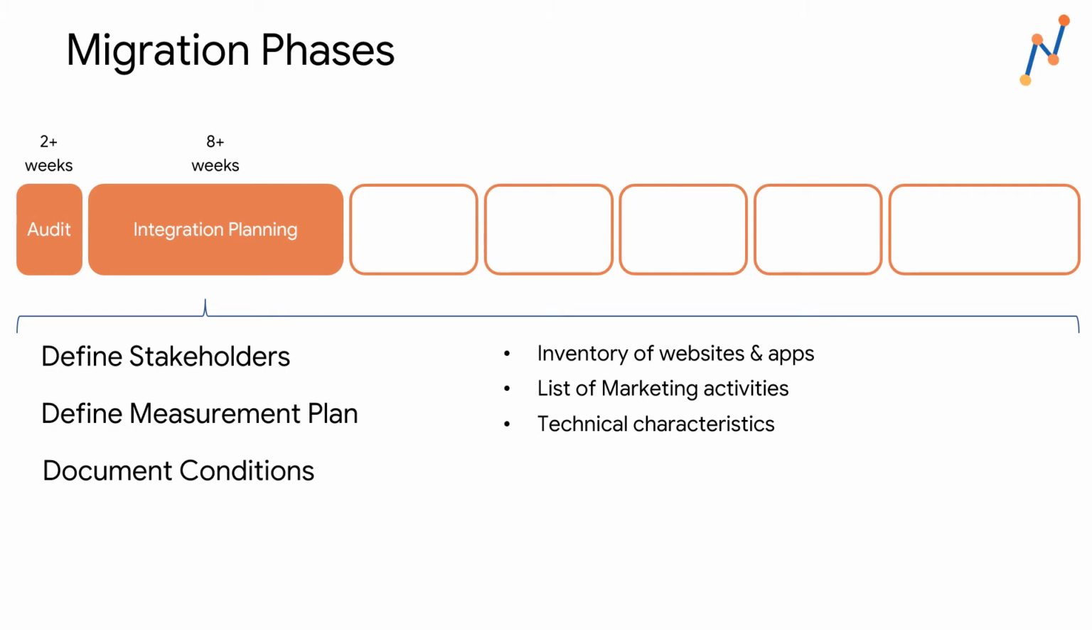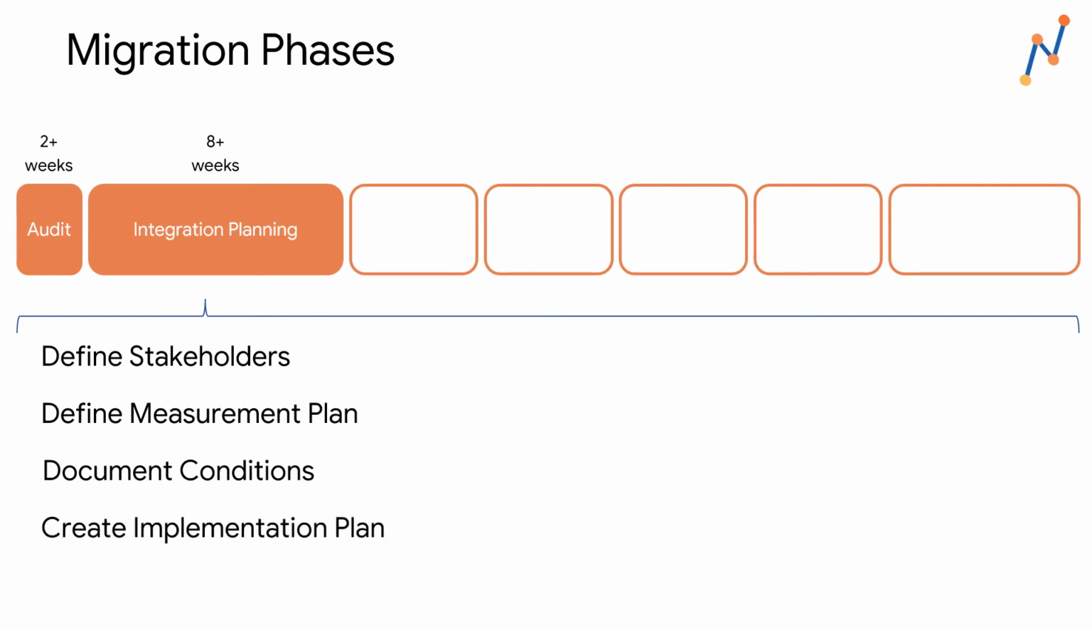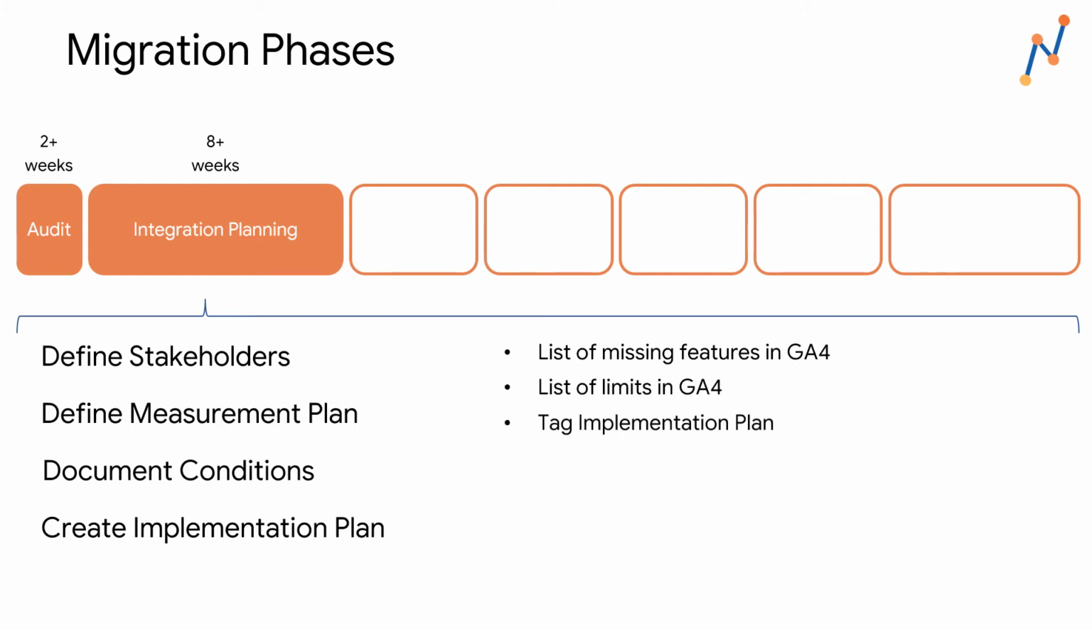The last step in the integration planning is to create the implementation plan, which will be the outcome of the previous steps. And this will cover a list of the missing features in GA4 and the impact on your implementation, a list of the limitations in GA4 which might impact your implementation or your business, and a tag implementation plan which outlines which tag needs to be created and when it is to be fired.